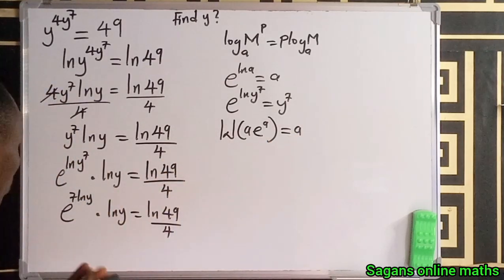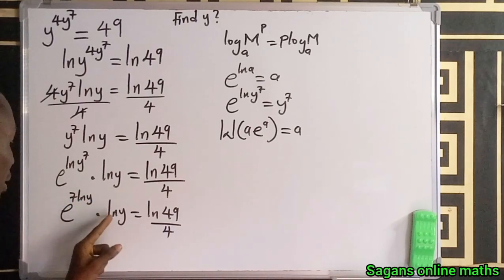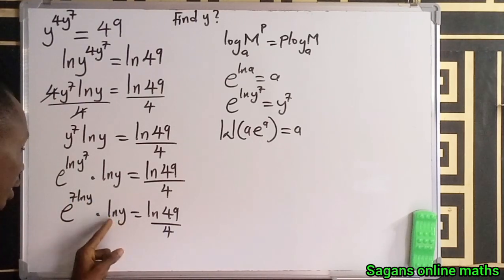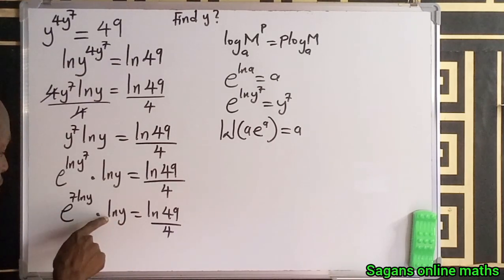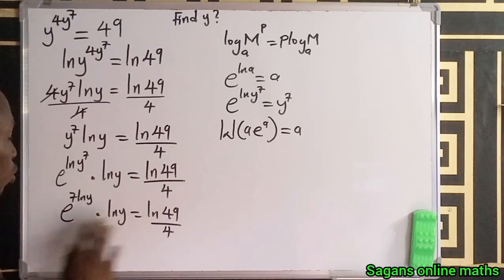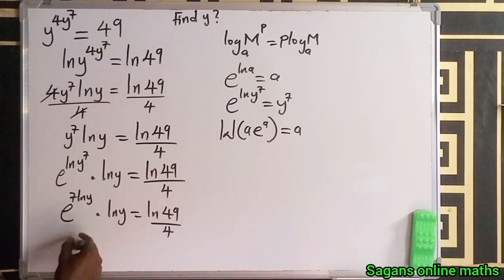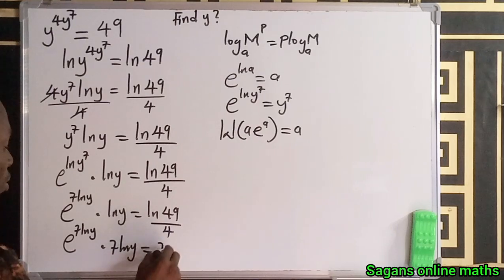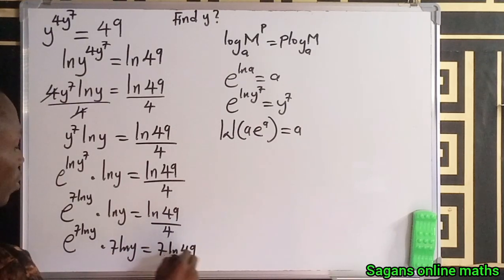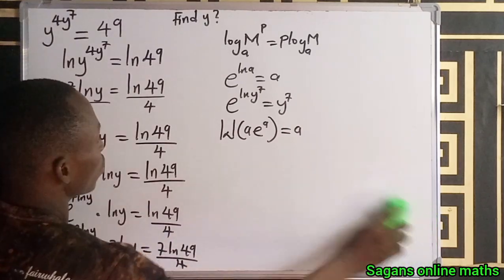But what are we going to do? The power here is 7 ln y, and we are also having ln y here. They are not equal. So what we are going to do is to multiply this by 7 and multiply this by 7. So we multiply both sides by 7 so that we can achieve this. So that e to the power of 7 ln y multiplied by 7 ln y is equal to 7 ln 49 divided by 4. Now let me remove this from here quickly so I can finish this up.